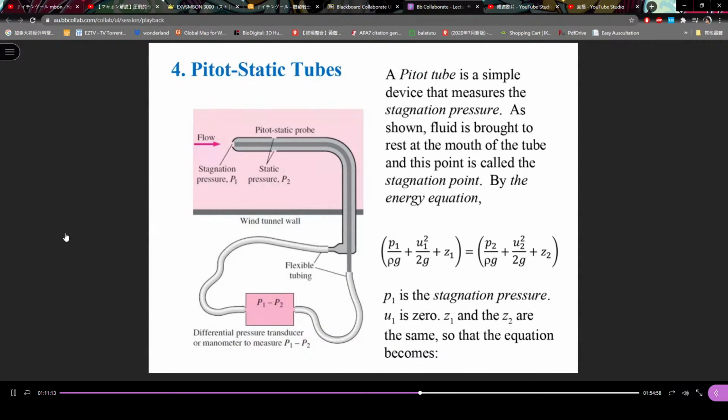Another, I think Professor Tom may introduce this principle. Here I tell you how to do measurement, how to use this so-called pitot static tube. In Chinese it is called pitot tube.